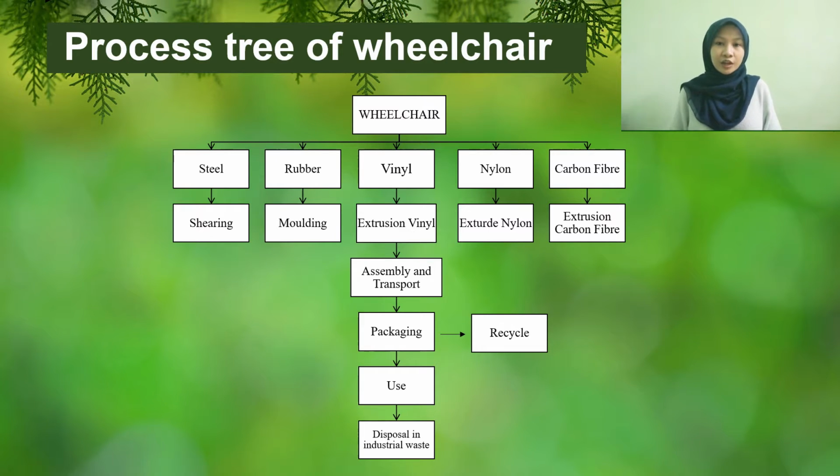This is the process tree of the life cycle of a wheelchair. The process tree shows the life cycle of a wheelchair from raw material until disposal in industrial waste. This flow process starts from the type of material that we go through the manufacturing process to produce each part, such as stainless steel for shearing process, rubber for molding process, wheel, nylon and carbon fiber for extrusion process. All parts will be assembled to produce a complete product. The product starts to be distributed and used by the consumer until the final process where the product becomes waste material.